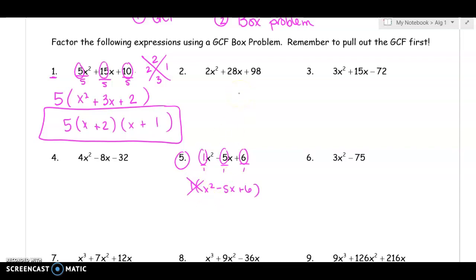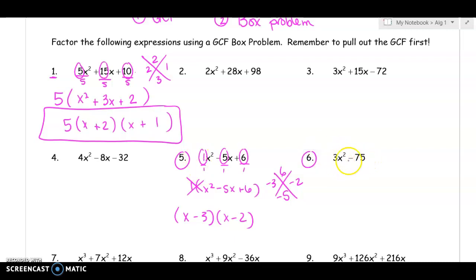And then we're just going to do a box problem. That's it. It's got to multiply to be 6 and add to be 5. Oh, I'm sorry, add to be negative 5. So those 2 numbers are going to be negative 3 and negative 2. So x minus 3 and x minus 2. So this one's not really any different than what we've been doing. Let's look at number 6.